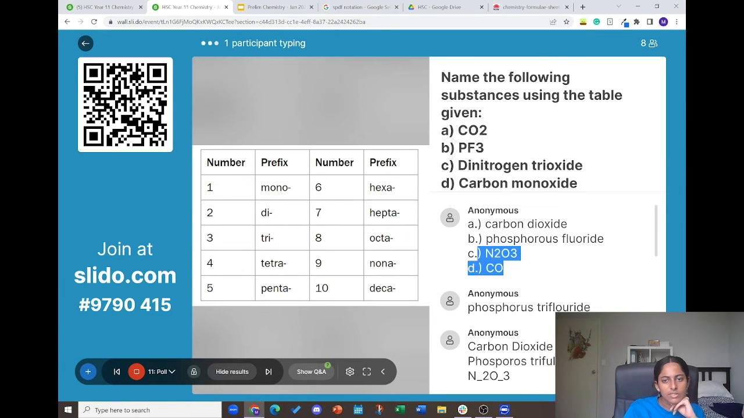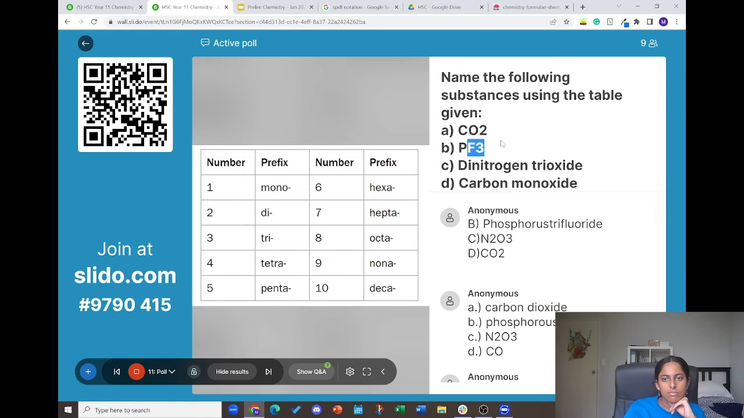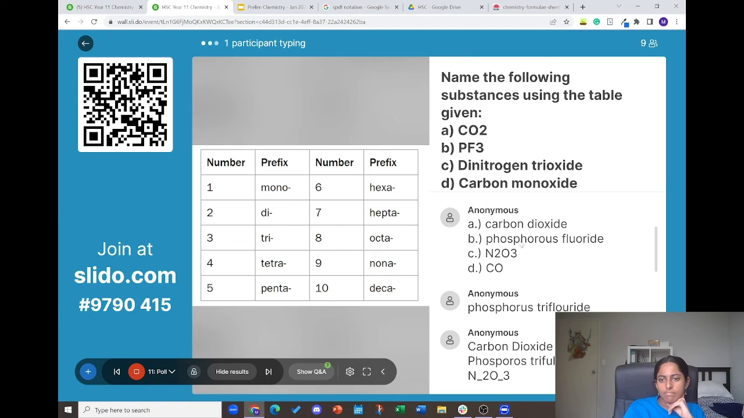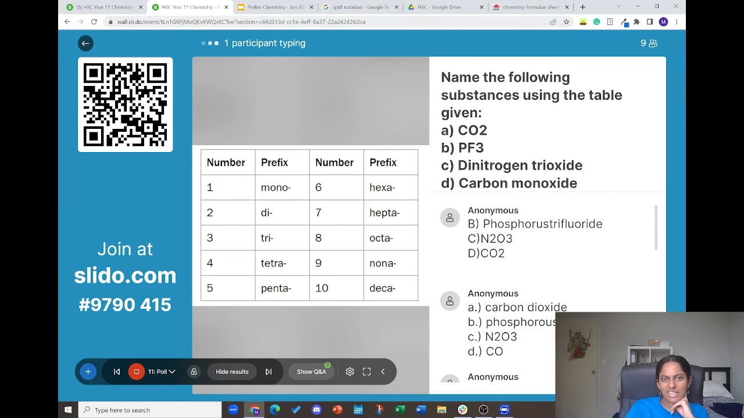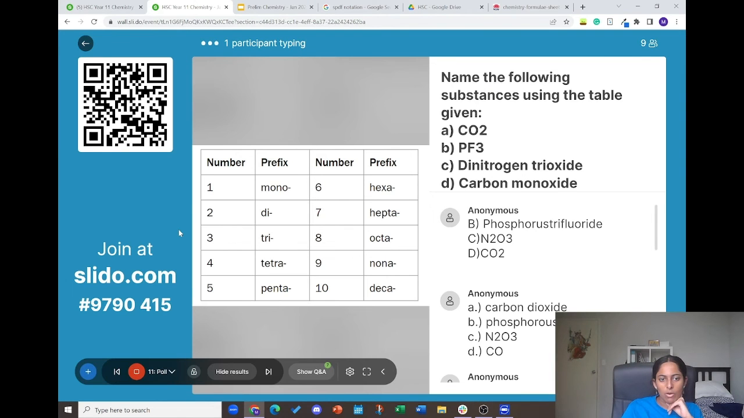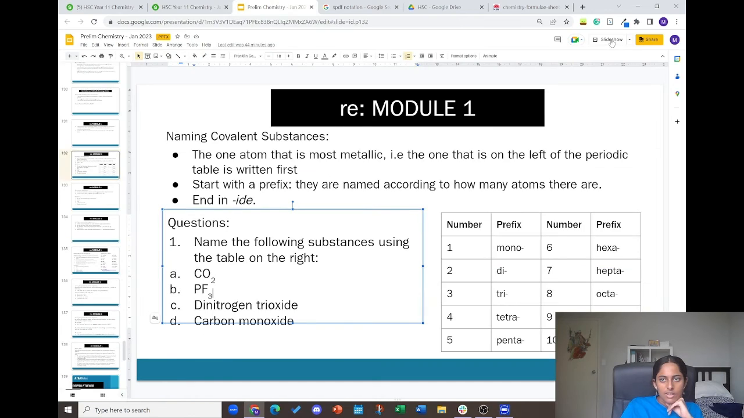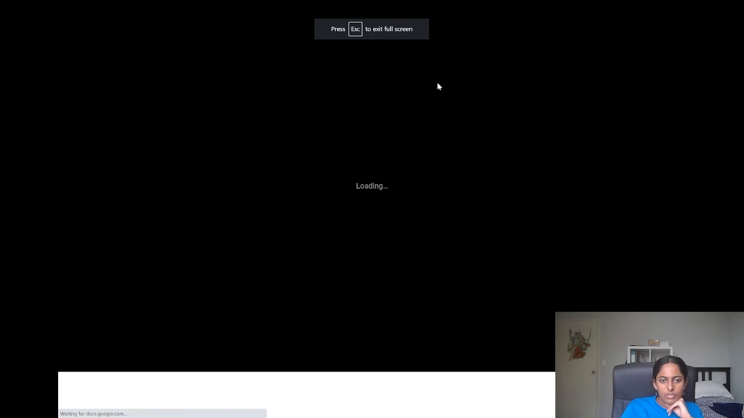So all of these are correct except this one. It's phosphorus trifluoride, because you have this at the front, and also it's not one word. It's phosphorus, and then you have a space, and then it's trifluoride. Just be aware of that. I don't think I made that clear, but it's actually two words. All right, I'm going to stop that poll because I think everyone else is getting the correct answer. All right, let's move on.